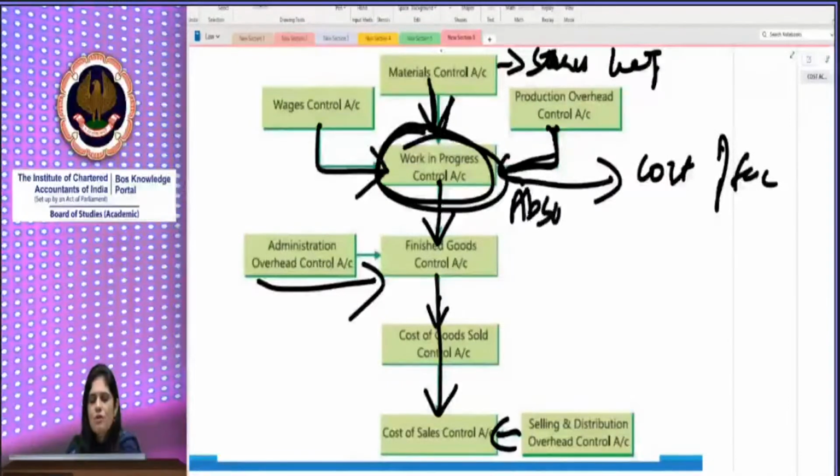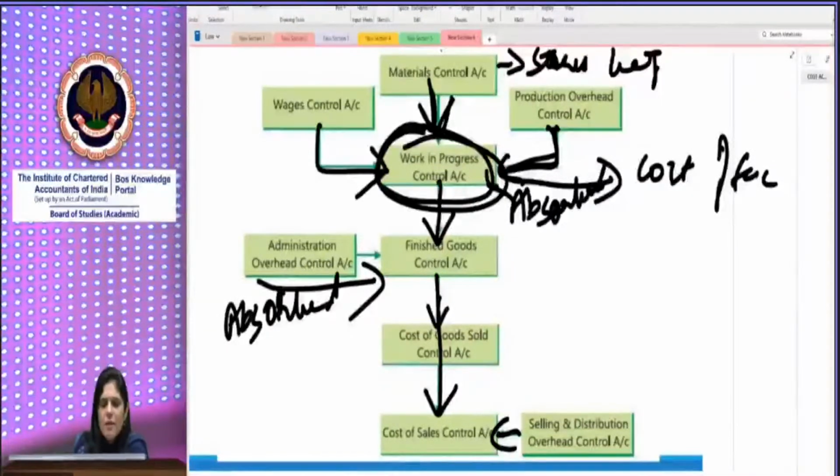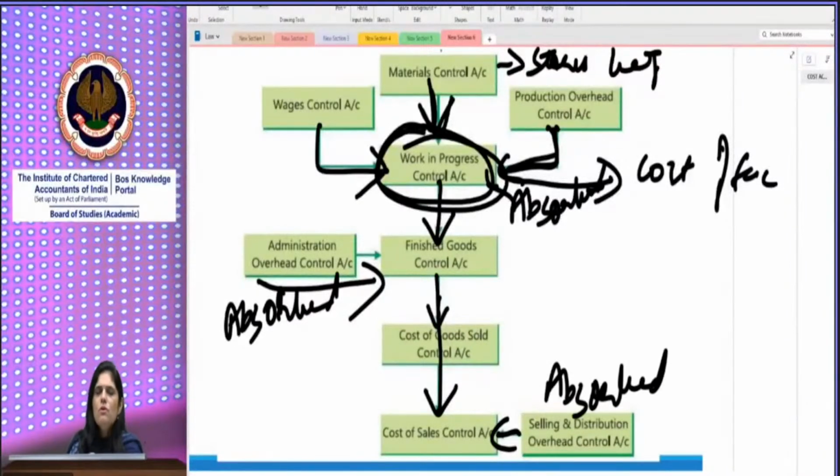Production overheads are absorbed to WIP. Admin overheads are absorbed to finished goods, and selling and distribution are absorbed to cost of sales. Clear? So these three overheads are absorbed at different levels. Production overhead absorbed at WIP level. Administration overheads will go to finished goods control account. Selling and distribution will go to cost of sales control account. So three overheads are absorbed at different levels. The direct cost, material and wages, will go to WIP. Clear?